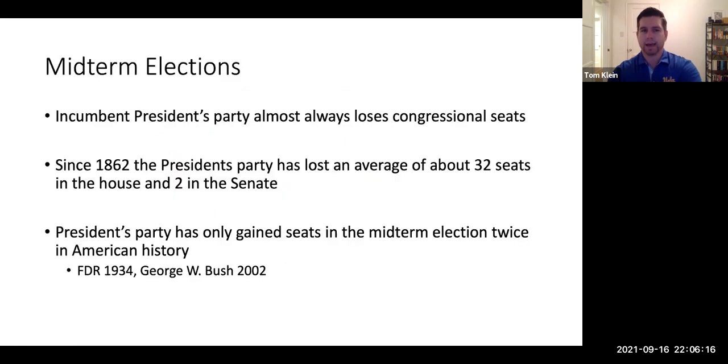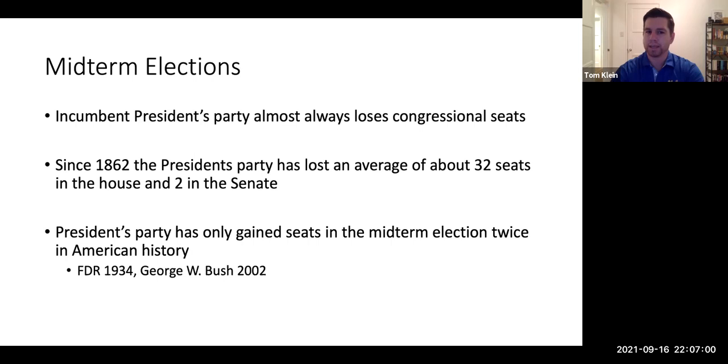Now, speaking of midterm elections, what we know is that the incumbent president, that is the sitting president, almost always loses congressional seats. So if history tells us anything, in 2022, when we have our midterm elections, Joe Biden, who's a Democrat, his party, the Democrats, will most likely lose congressional seats. That almost always happens. Since 1862, the sitting president's party has lost about 32 seats in the House and 2 in the Senate. So it's usually a big turnaround. And so rare is it that the sitting president's party actually gains congressional seats.